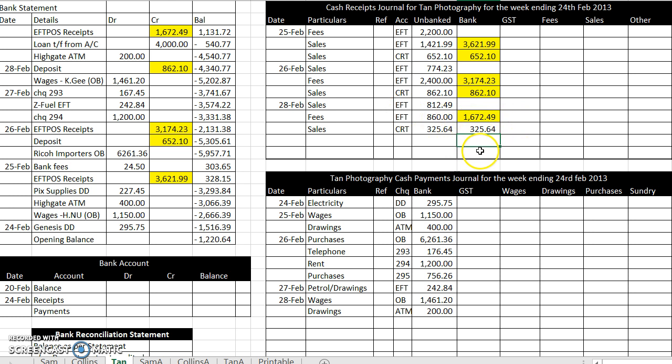All right, once you finish that, we're going to go down to the cash payments journal. Cash payments journal is money being paid, and again, if they've been paid, they should also be in the bank statement. So we'll mark them off. 295.75. Hold the control key down. 11. That figure's there. Just pause for a second.